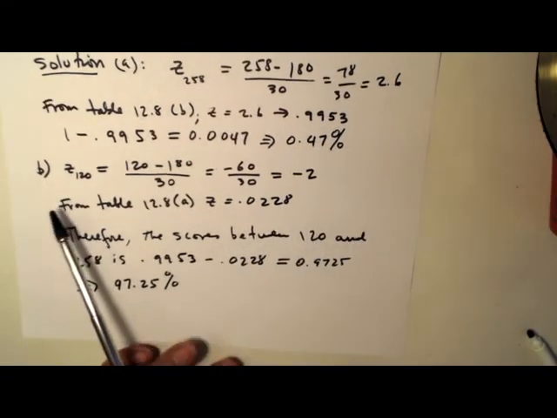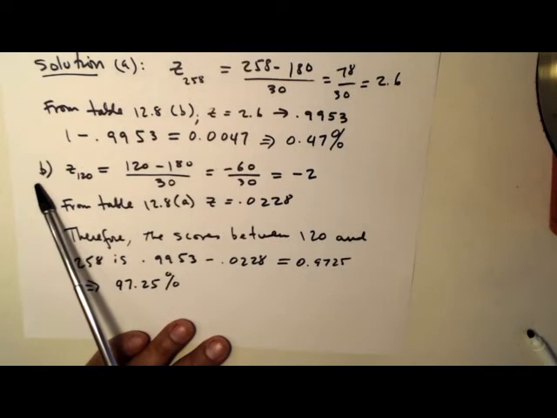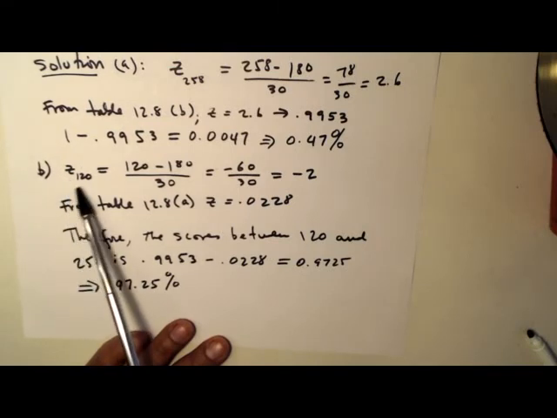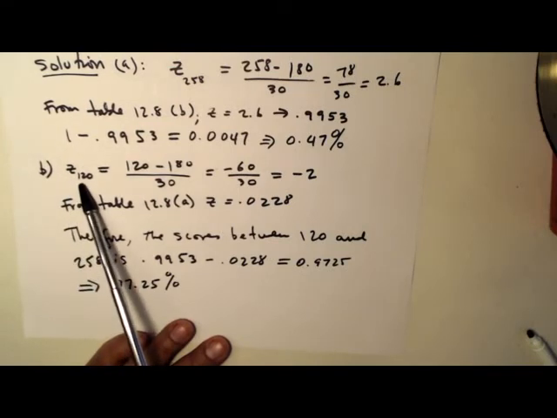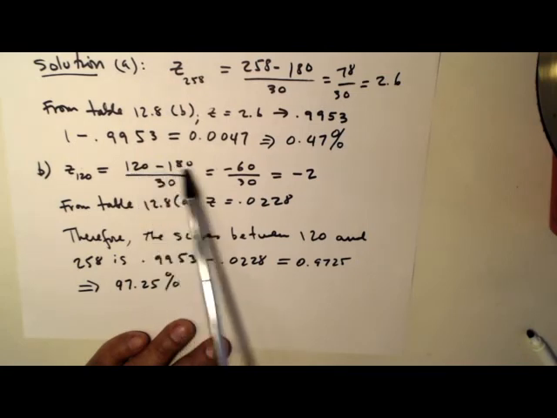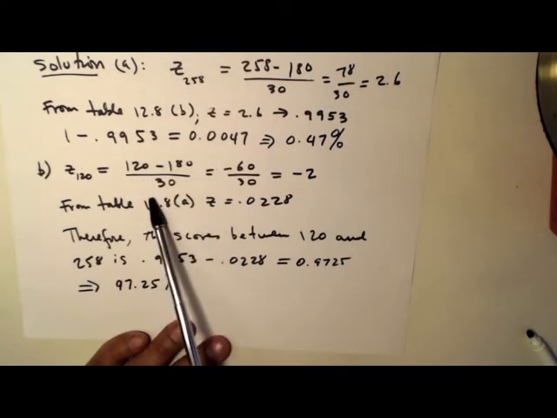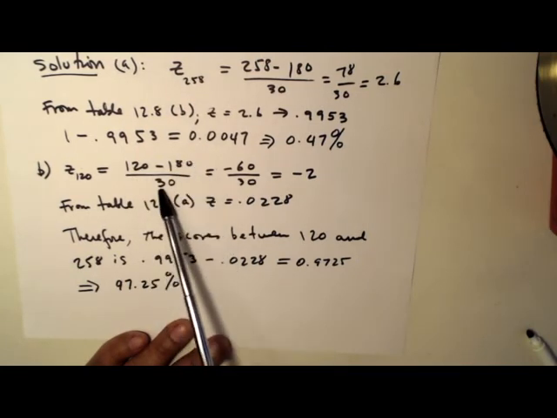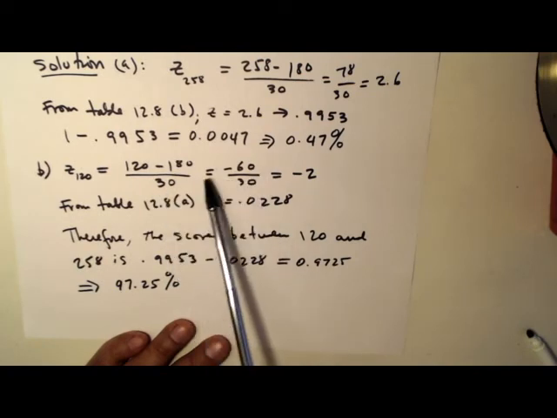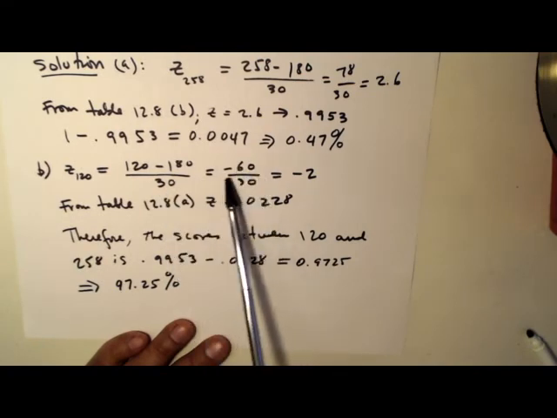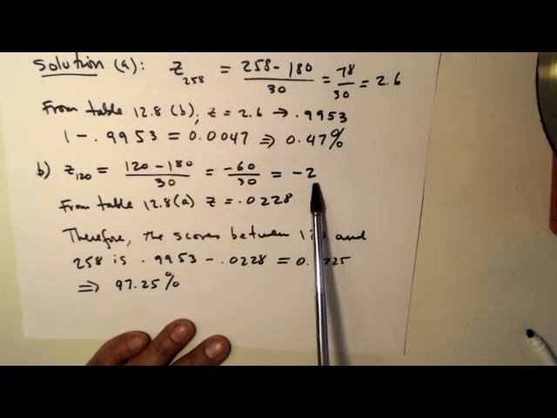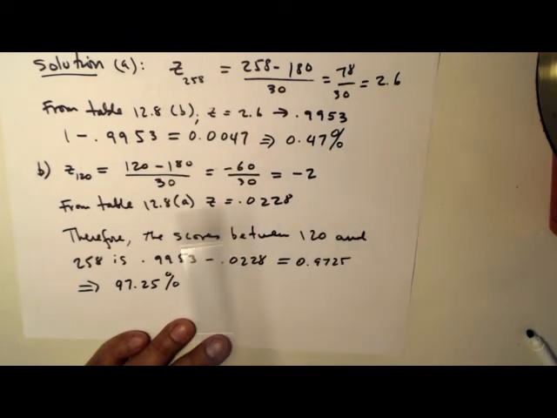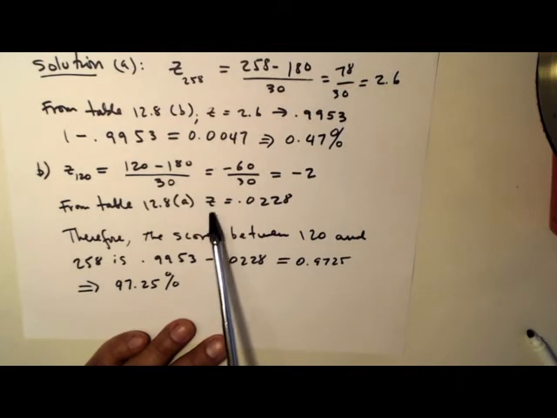Now for part B, we need to calculate the Z-score of 120. It's equal to 120 minus 180 divided by 30. Remember, this is the mean, this is the standard deviation. This results in minus 60 divided by 30, and that's equal to minus 2. Therefore, we're going to use table 12.B, right?